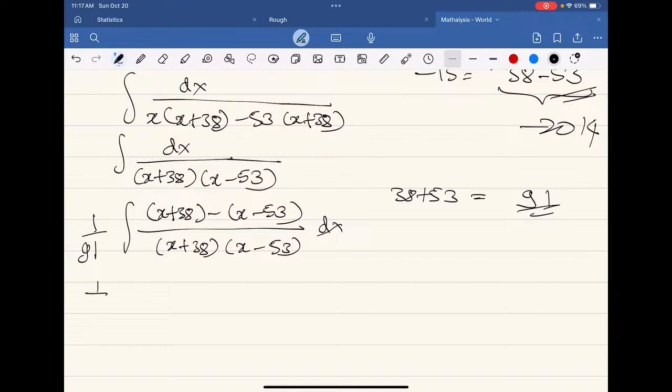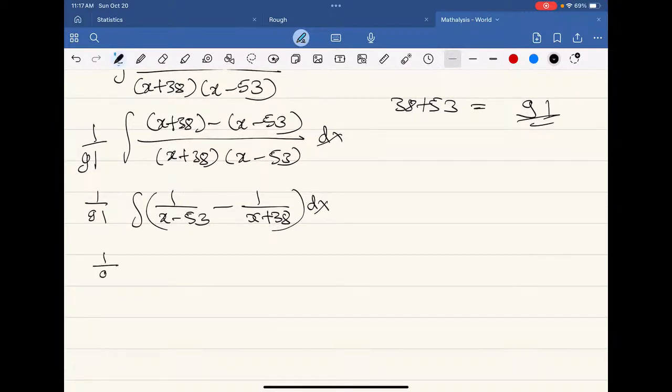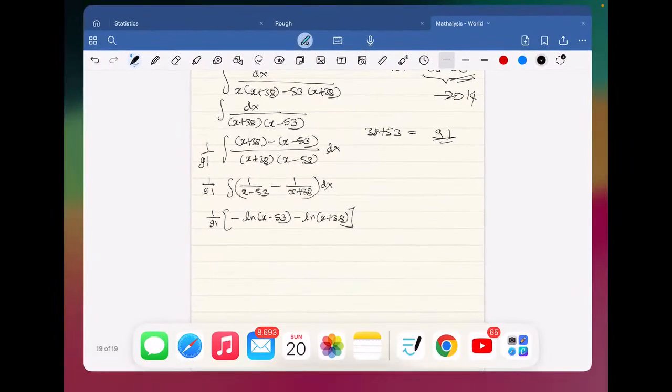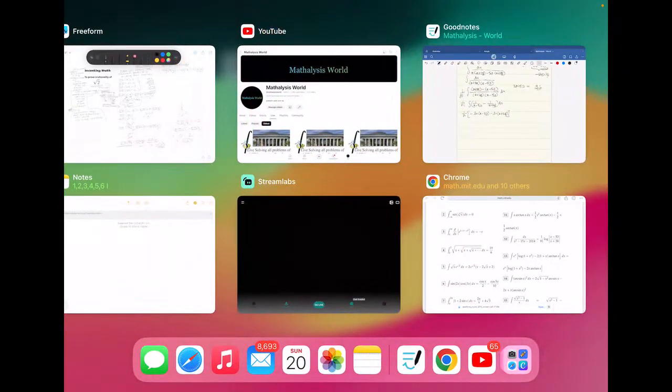Yeah, so now 1 by 91, 1 by x minus 53 minus 1 by x plus 38 dx. So now that is 1 over 91, and this is ln of x minus 53 minus ln of x plus 38. Did it really go as per expected? Our answer was supposed to be in fraction, right? 53 and 38, but it seems like they are in product right now.